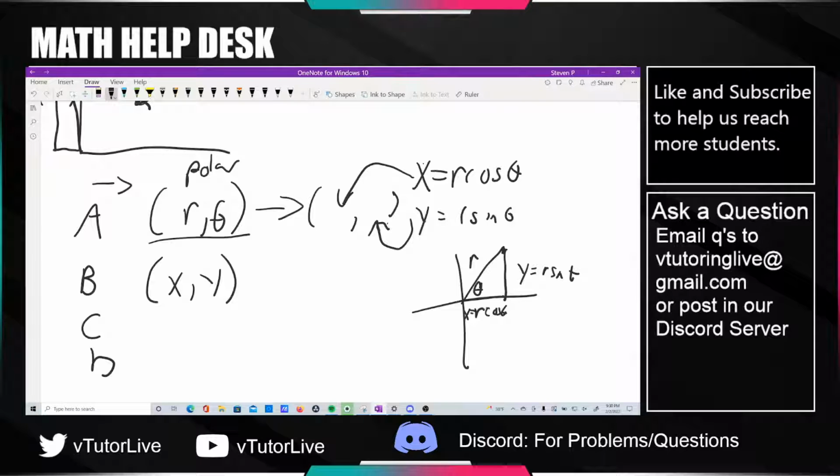Because the angle here is between 90 and 180, you'd expect that to land somewhere roughly in here. So a negative value for x and a positive value for y seems believable.